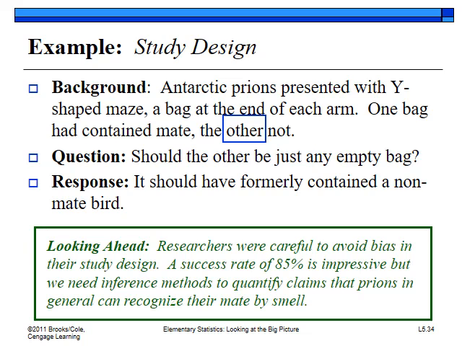All of these things are important in avoiding bias in the design of the study. Since 85% of the birds chose the bag that had previously contained their mate, that's pretty strong evidence, at least it seems like it. Later on, we'll use the techniques of statistical inference to decide exactly how strong that data set is.